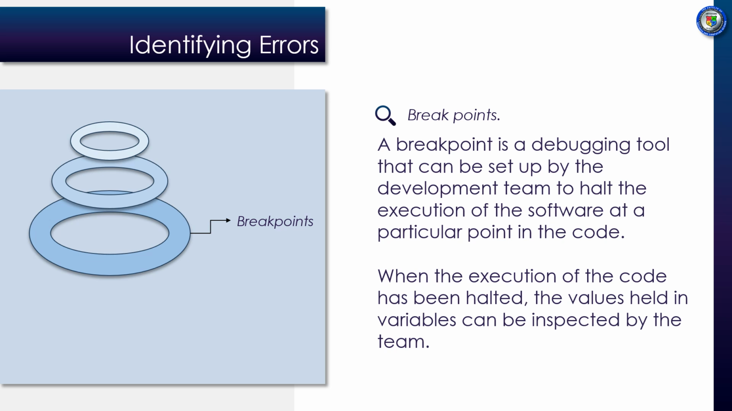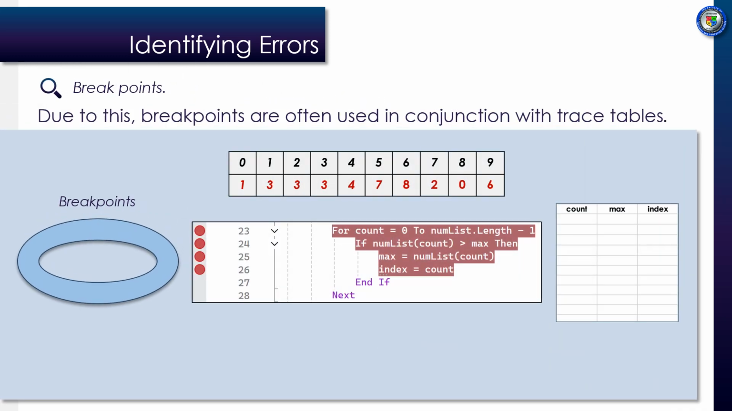Breakpoints are really useful as a debugging tool. They can be set up to halt the execution of the software at any particular point in the code. When the execution of the code is halted, the values held in the variables can then be inspected by the team. Breakpoints are often used in conjunction with trace tables. When we halt the execution of the code, we are then able to inspect the values contained within those variables and note them down using the trace tables.